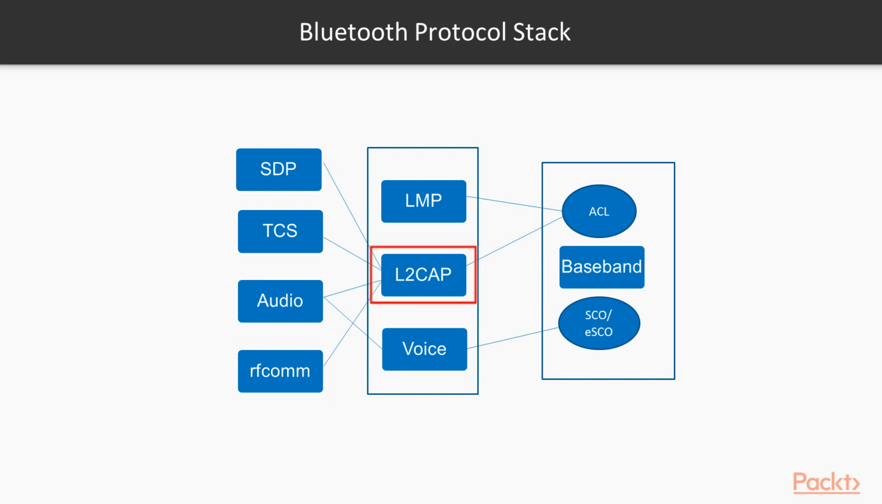Okay, we keep talking about this L2CAP. What is L2CAP? L2CAP stands for Logical Link Control and Adaptation Protocol, which provides connectionless and connection-oriented data services to the upper layers of the Bluetooth stack. We also have voice and audio, which you are already aware of: one provides an audio service and the other provides a voice service. This is pretty much the Bluetooth protocol stack that we are going to explore for this course.